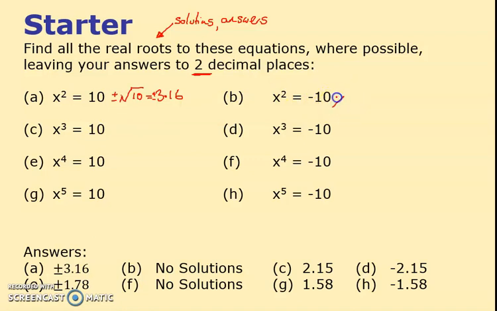On B, I'll do this one first. You can't square root negatives. It's impossible to do using real numbers. So this one is why it says no solutions.